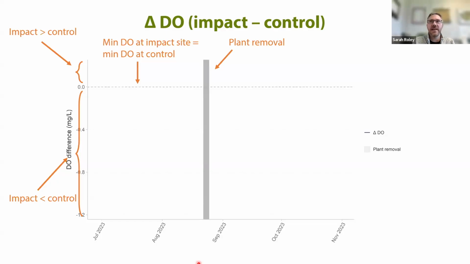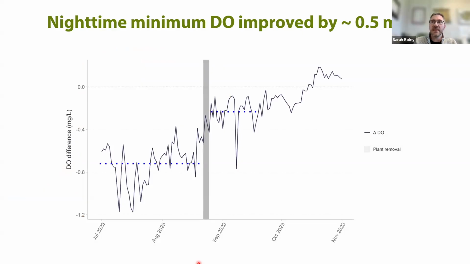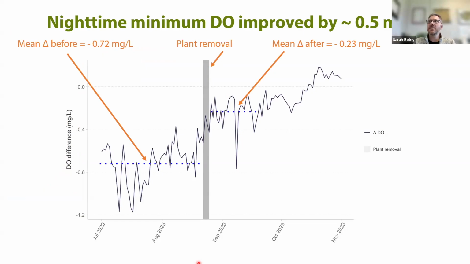Okay, so let's bring in some data. And here's what we see. The mean delta before removal was negative 0.72 milligrams per liter. After removal, the mean delta was negative 0.23 milligrams per liter. So on average, that's an improvement in nighttime dissolved oxygen of about 0.5 milligram per liter.